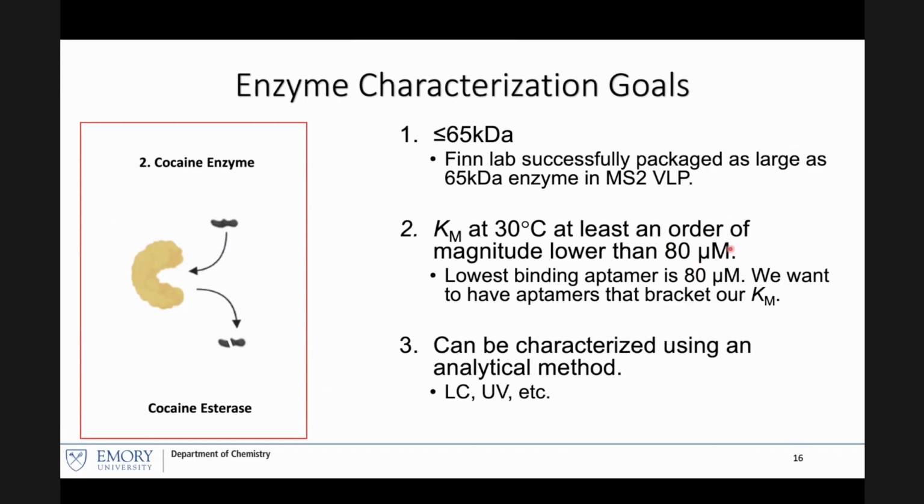And then lastly, can we characterize this using an analytical method, LC or UV, right? Because you can have an enzyme, but enzyme kinetics is not something that's very, very simple. So for example, our original target was acetylcholine, but the problem with acetylcholine is it doesn't absorb. And so how are we going to track the loss of acetylcholine? With cocaine, luckily it does absorb. So we wanted to just make sure that we could characterize this using an analytical method.